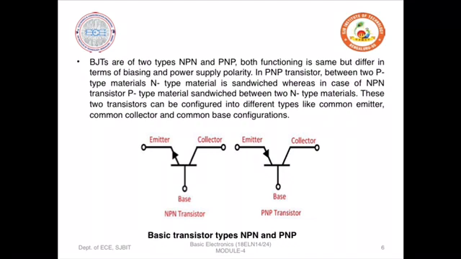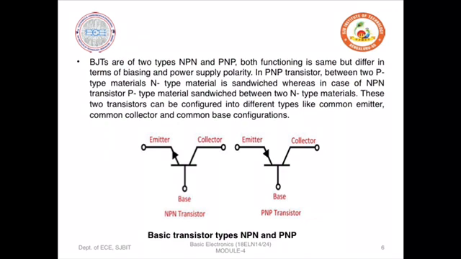The bipolar junction transistors are of 2 types, NPN and PNP. The functioning of both the transistors is the same, but they differ in terms of biasing as well as the power supply polarity. In a PNP transistor, between two p-type materials, n-type material will be sandwiched. Whereas in the case of an NPN transistor, the p-type material will be sandwiched between two n-type materials.